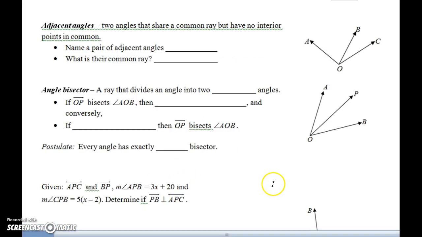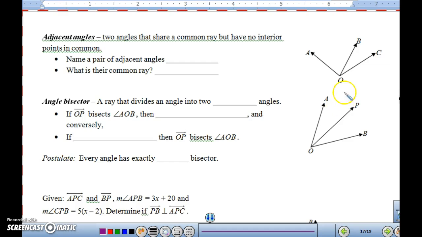The next thing we're going to talk about are adjacent angles. Adjacent basically means next to. The definition of adjacent angles: two angles that share a common ray but have no interior points in common. So if I look at my angles here, I have different angles, AOB, BOC, AOC, all different angles here. A pair of adjacent angles would have a common ray but have no interior points in common.